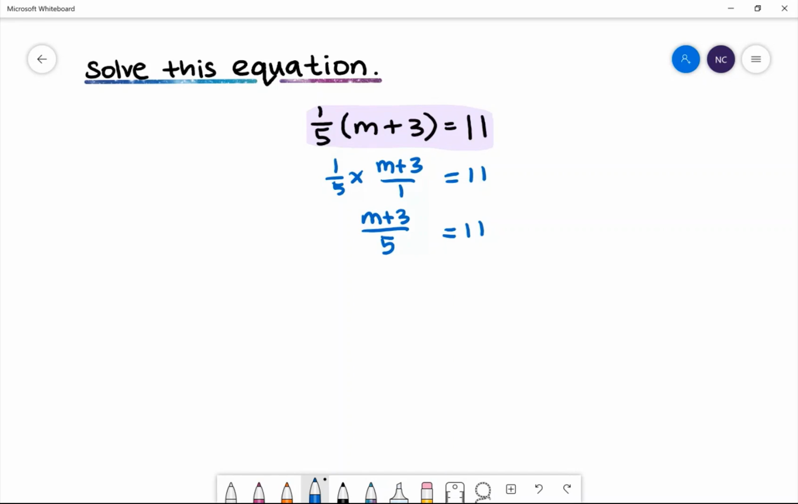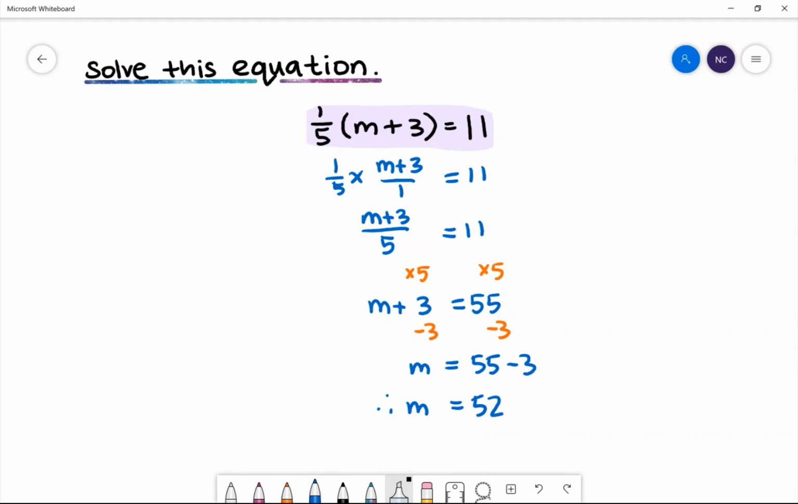First, we need to eliminate the denominator by multiplying both sides by 5. This will give us m + 3 = 11 multiplied by 5, which is 55. To get m by itself, we need to move plus 3 away, so we'll subtract 3 from both sides. We'll then have m = 55 - 3. Therefore, m is 52.